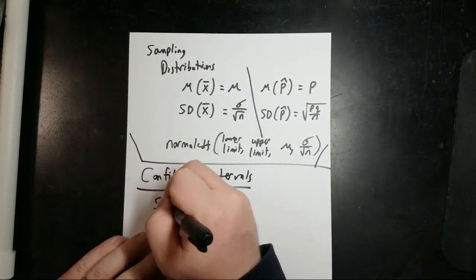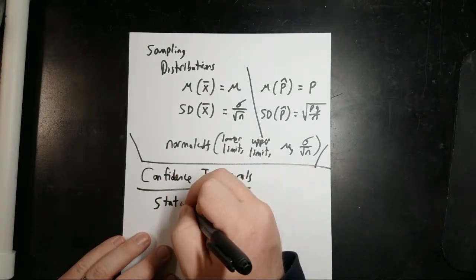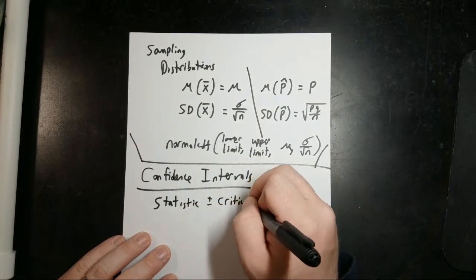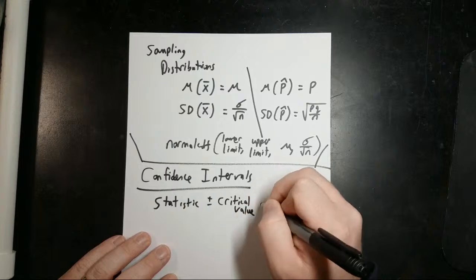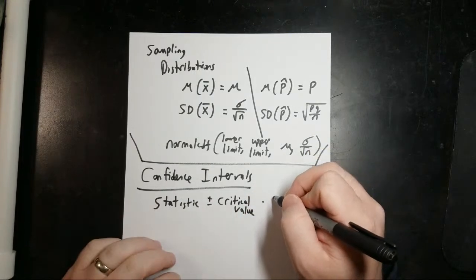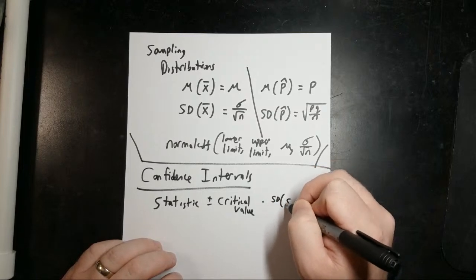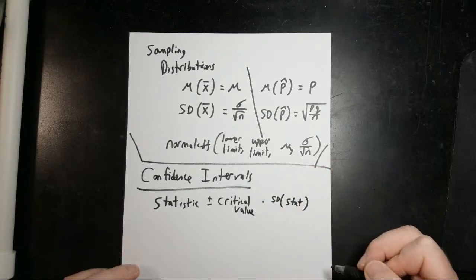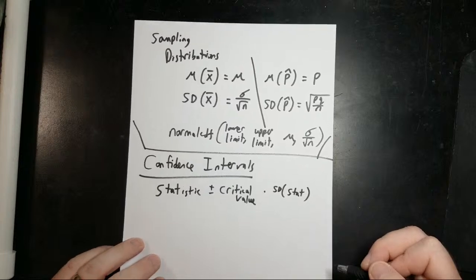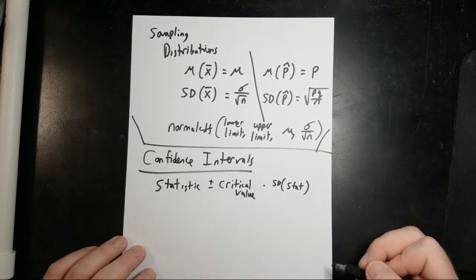In general, on the formula sheet, they give you something like this: statistic plus or minus the critical value times, now they say, the standard deviation of the statistic, which is typically your standard error. Not necessarily your standard deviation, but it's your altered standard deviation. We'll get into those details.